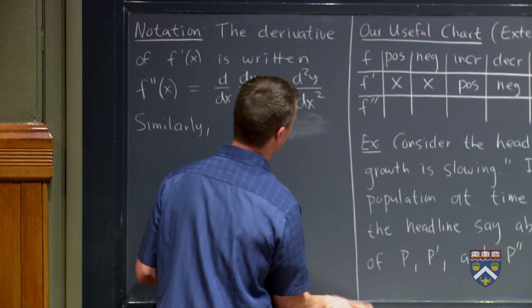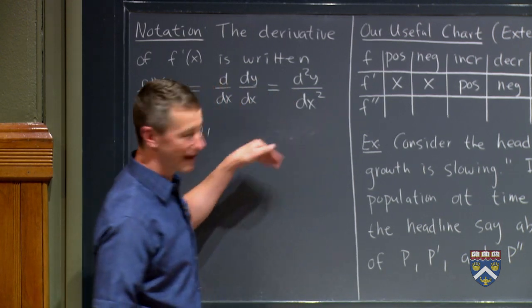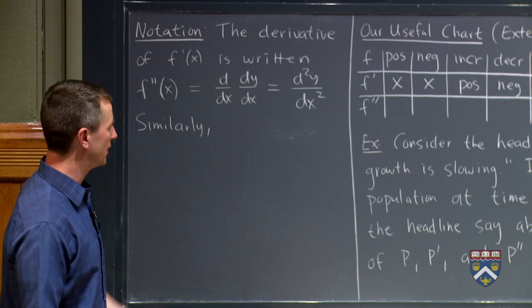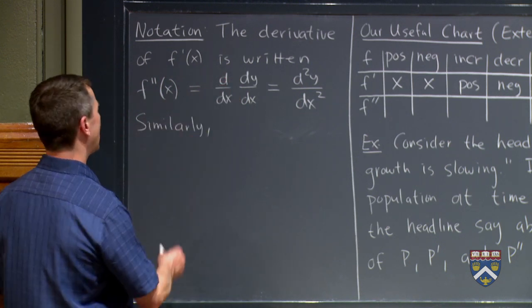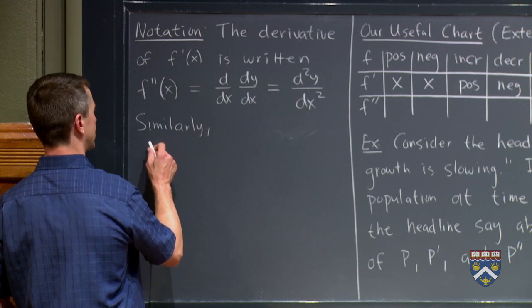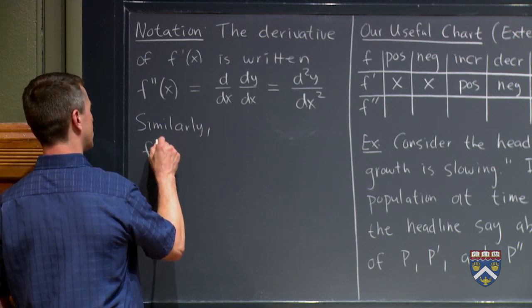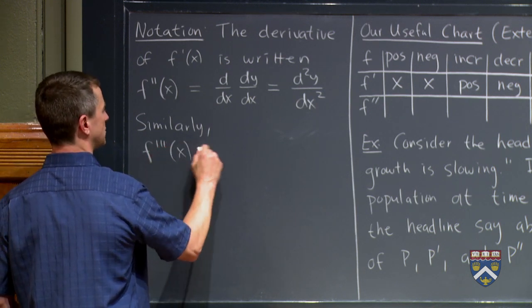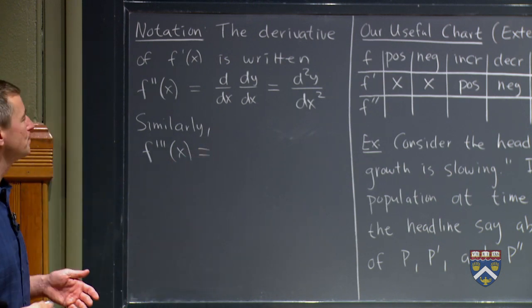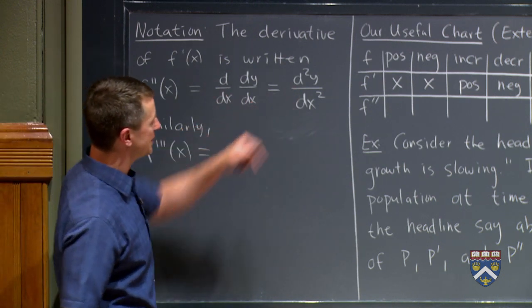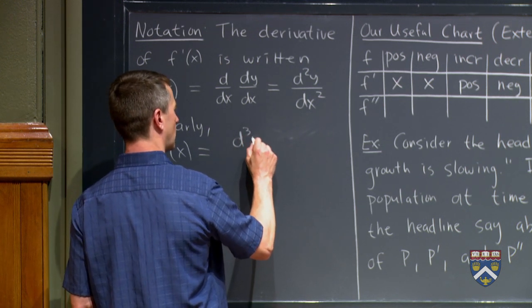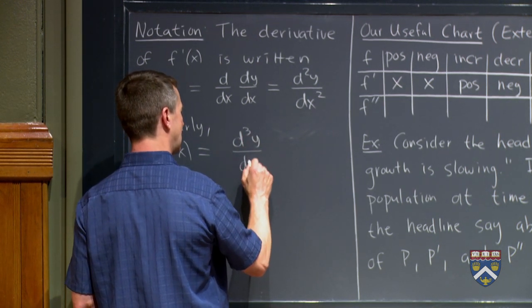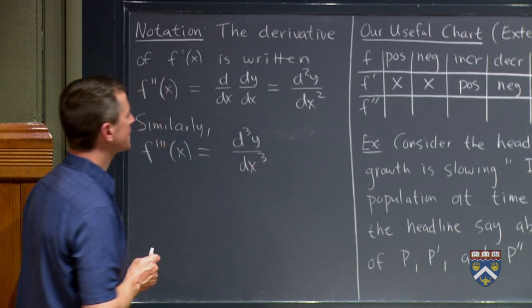So, of course, we're not really squaring anything. This is just our notation for the second derivative. Remember, this is not really a fraction, right? This is the actual derivative. And then we can keep going. We can take as many derivatives as we want. So the third derivative in Lagrange notation is written f triple prime. And then we would just apply another d over dx to this. So we would get on the top d cubed y, and on the bottom dx cubed.